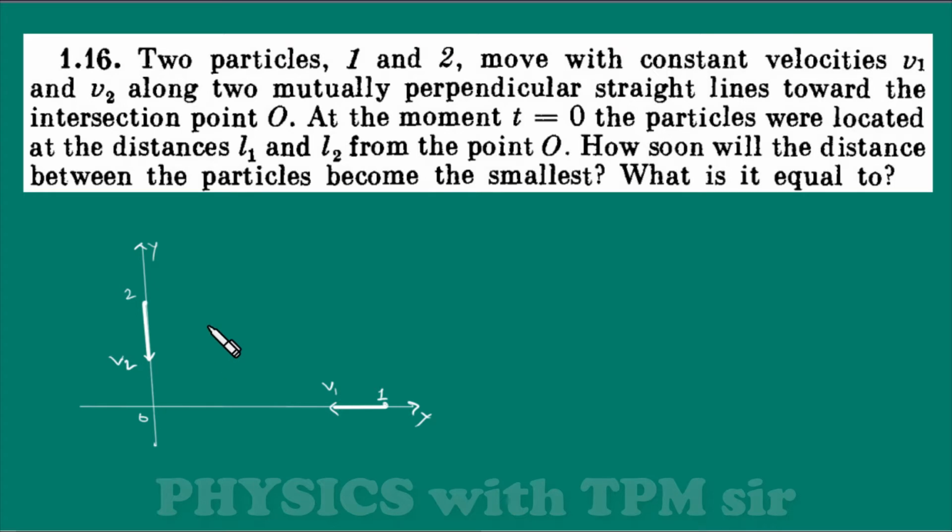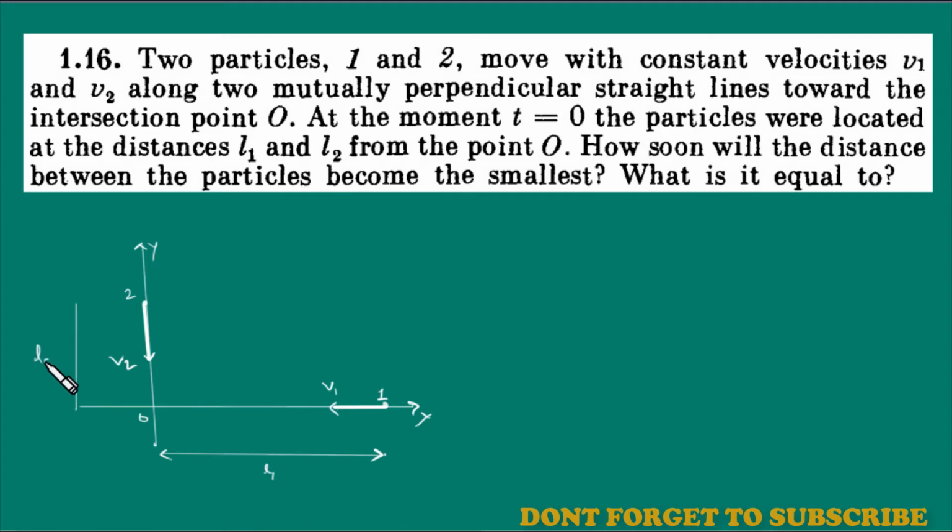This is the case. Now at the moment t equal to 0, the particles were located at distances L1 and L2 from O. So this distance is L1 and this distance is L2, or I could have simply mentioned the coordinates. This is L2 and this is L1 comma 0. Okay, fine. This is the situation at t equal to 0.